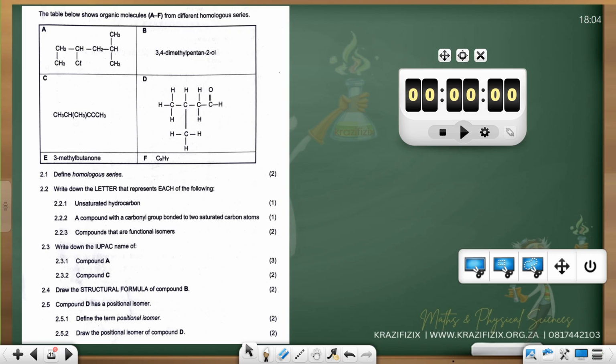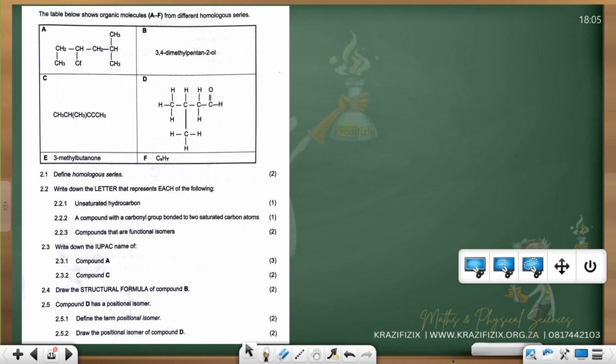Okay, guys, we just mark straight, right? Quickly, as fast as possible. This wasn't part of the plan, but I wanted you to just walk through. The table below shows organic compound molecules A to F. All right, define homologous series. Do you remember your definition?